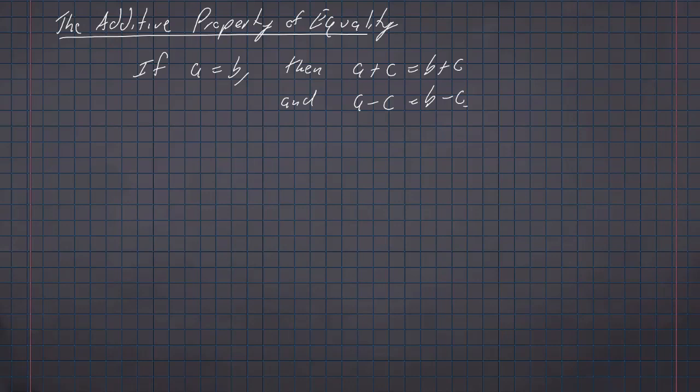The additive property of equality, a very pretentious sounding name for a very fundamental idea in mathematics. If A is equal to B, then A plus C is equal to B plus C, and A minus C is equal to B minus C. Using the additive property of equality, we can solve an equation.